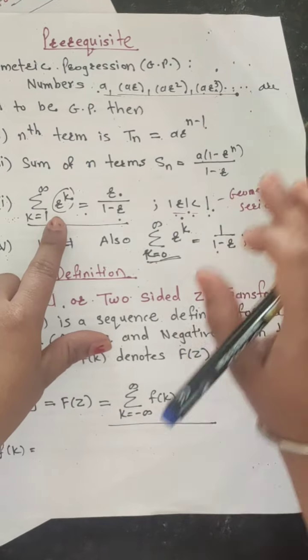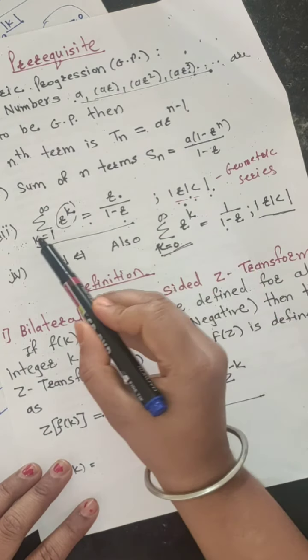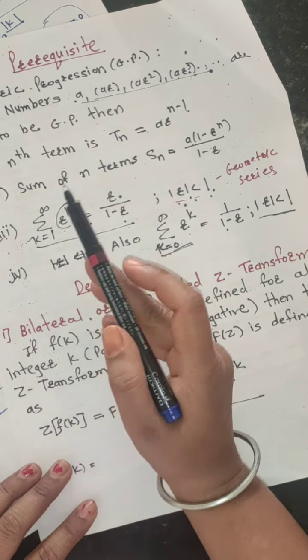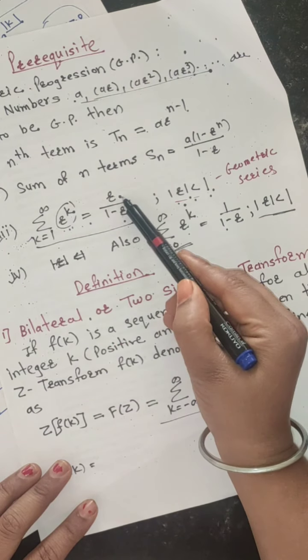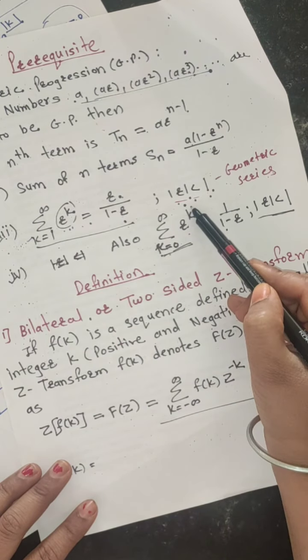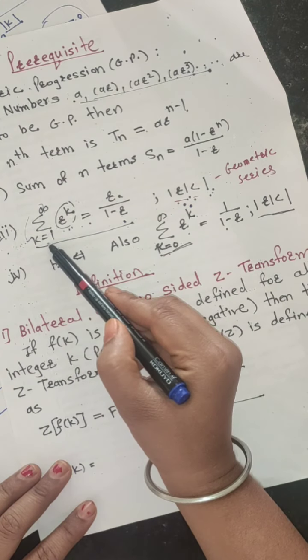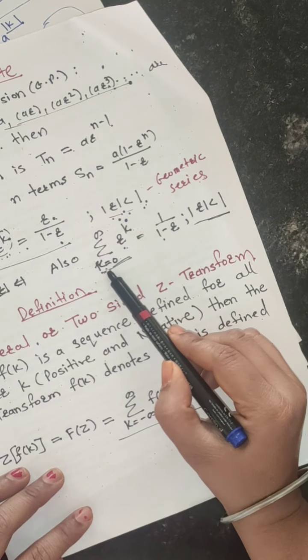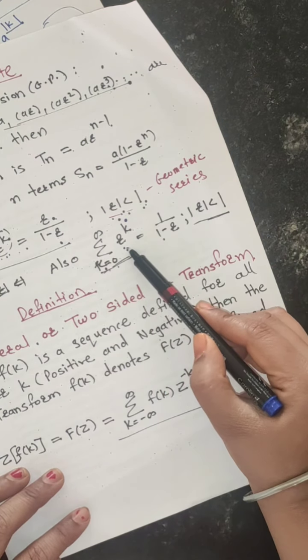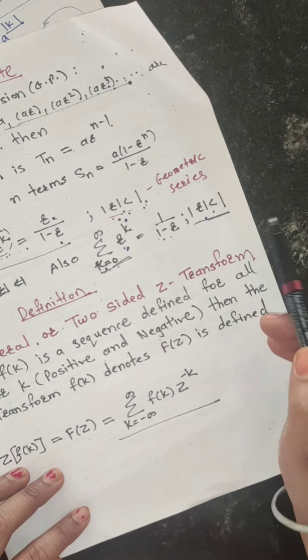These are the power series. These are the geometric power series. This is first and this second. The first geometric power series converges to r upon 1 minus r only for the region modulus of r less than 1. Here summation starts from 1 to infinity. And the second geometric series starts from 0 to infinity, and it converges to 1 upon 1 minus r only if modulus of r less than 1.